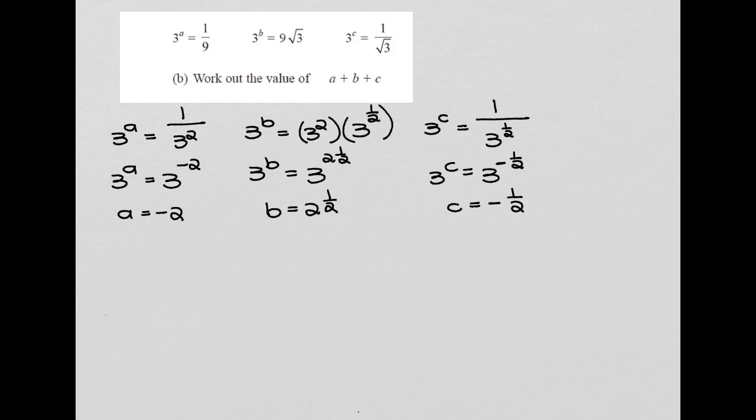And now I can actually answer this question, a plus b plus c. So a plus b plus c, a is negative 2, b is 2.5, c is negative 1/2, and the answer is 0.